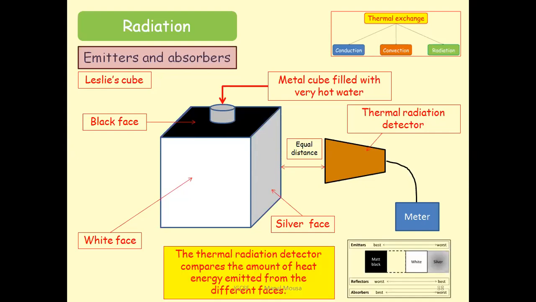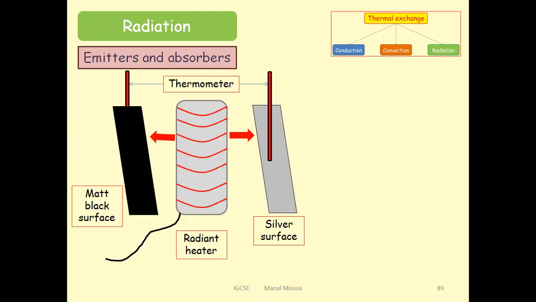So the thermal radiation detector compares the amount of heat energy emitted from different faces. Through the values that we will record from the meter, we can detect and compare between the three faces with three colors. The second experiment is this one that we have here.